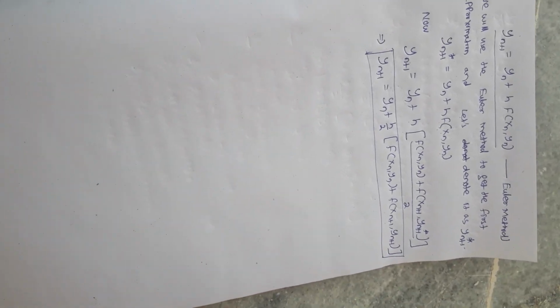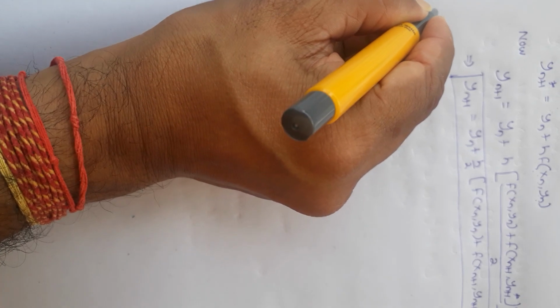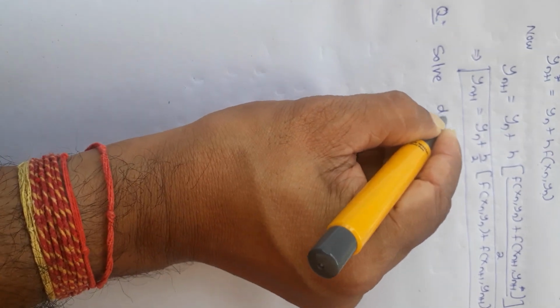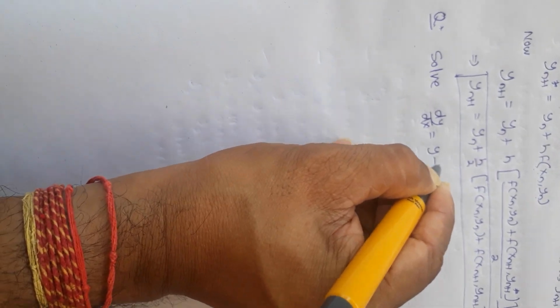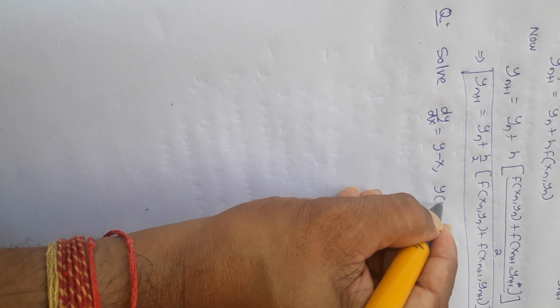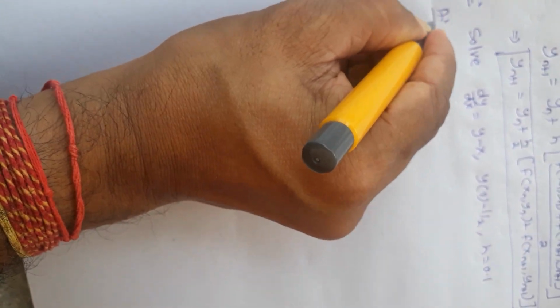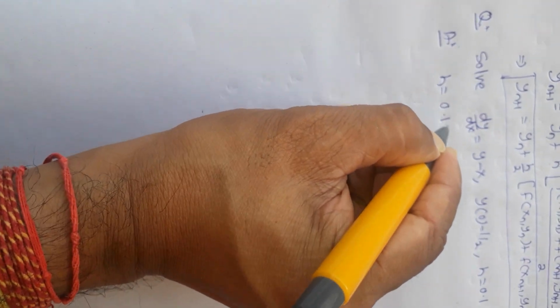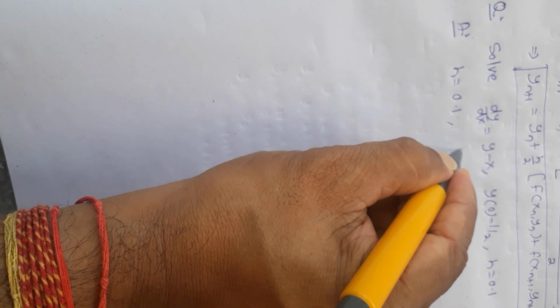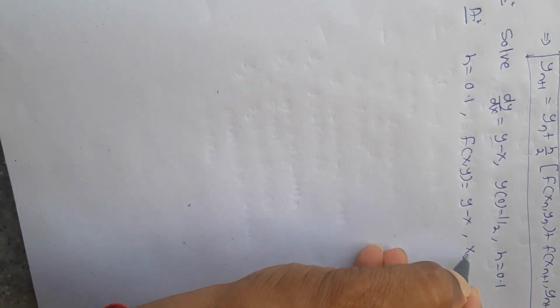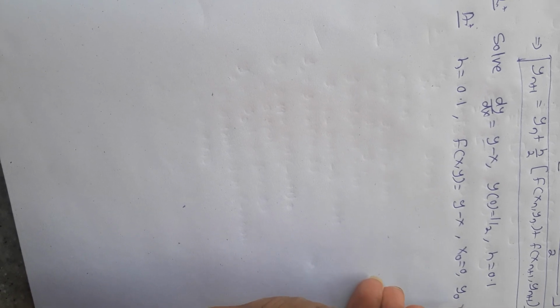Okay, let us solve a problem. Let us solve the same previous problem. Solve dy by dx equals y minus x, with initial value y of 0 equal to 1 by 2, h equal to 0.1. Here h is given as 0.1, f of x, y is y minus x, and x0 is equal to 0, y0 equal to 1 by 2.